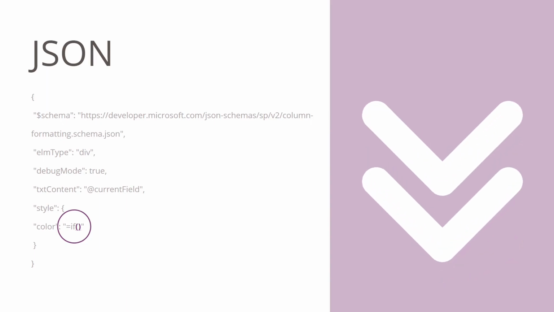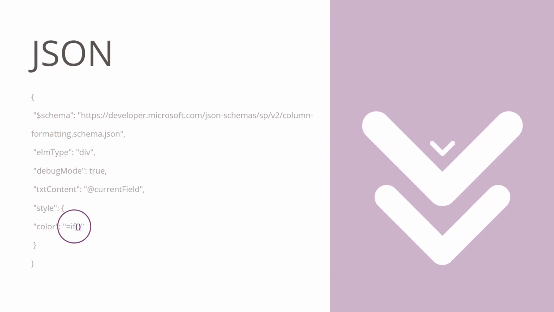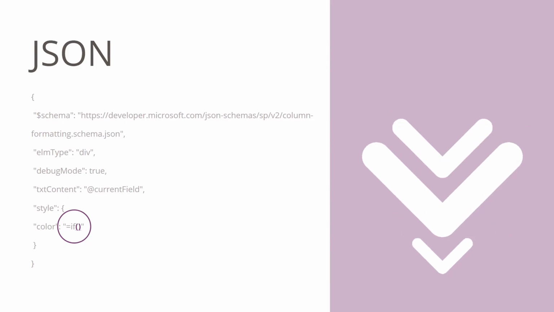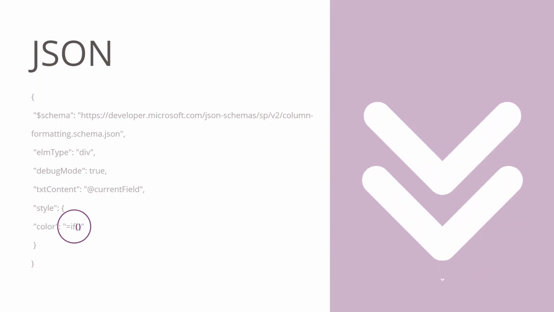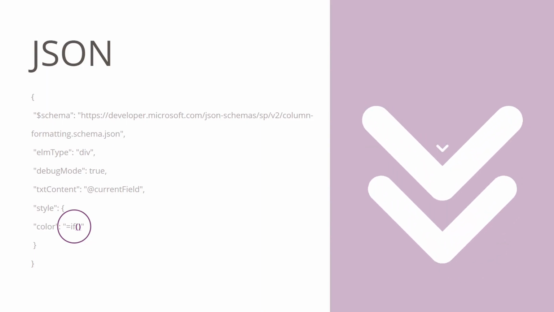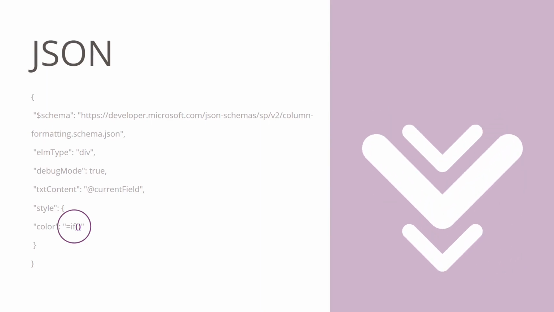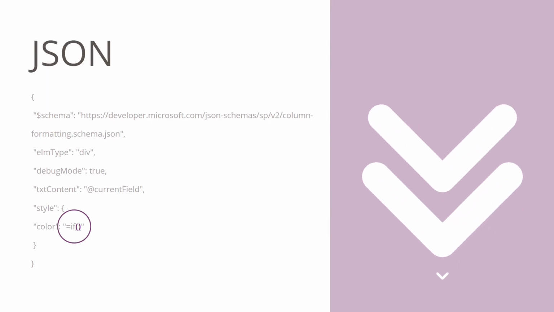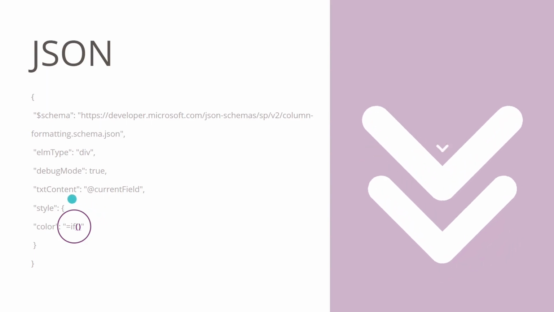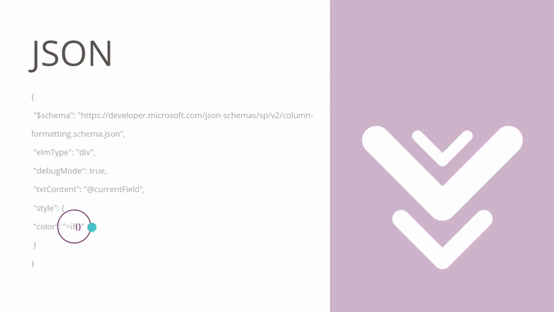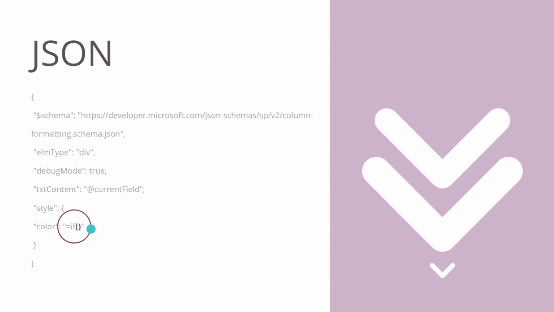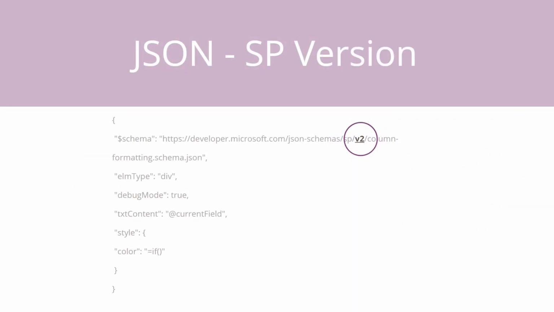So this is the JSON that we are going to be inserting into our list to set up the color formatting. Don't worry, I'm going to pop this in the comments below, so it's going to be easily accessible for you. And what we are going to cover in the next couple of steps is the creation of an if statement to go right here between these two brackets. I did want to add a quick note to say that I am working on SharePoint version number 2. So this is going to be the JSON that works for that version.